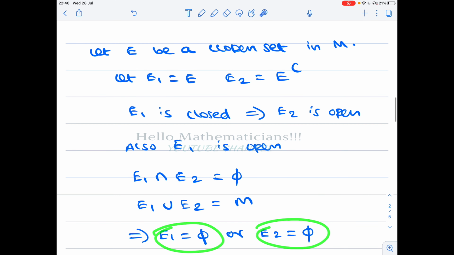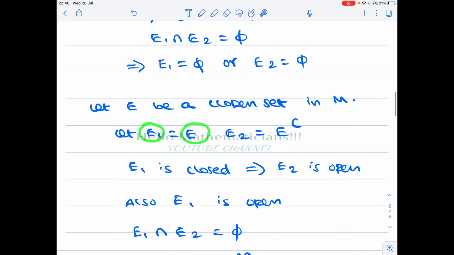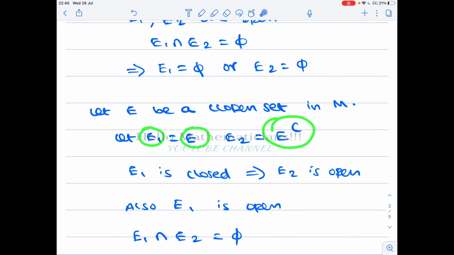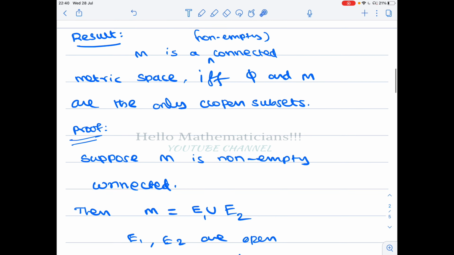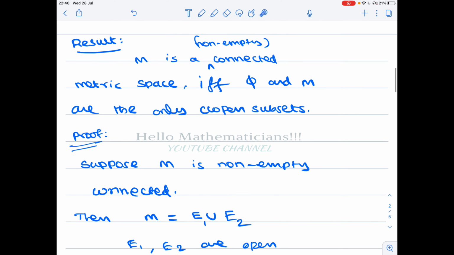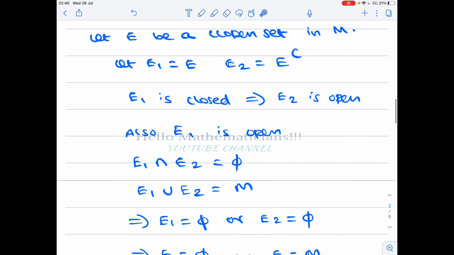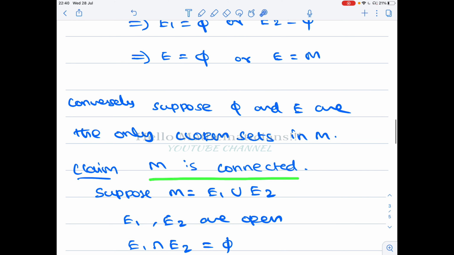But if E1 equals empty, that means that E is empty. If E2 equals empty, that means that E complement is empty, which means that E is equal to M. Therefore, E equals empty set or E equals M. So one direction is over. If M is connected, then the empty set and M are the only clopen sets. Conversely, suppose the empty set and M are the only clopen sets in a metric space M. We claim that M is connected.